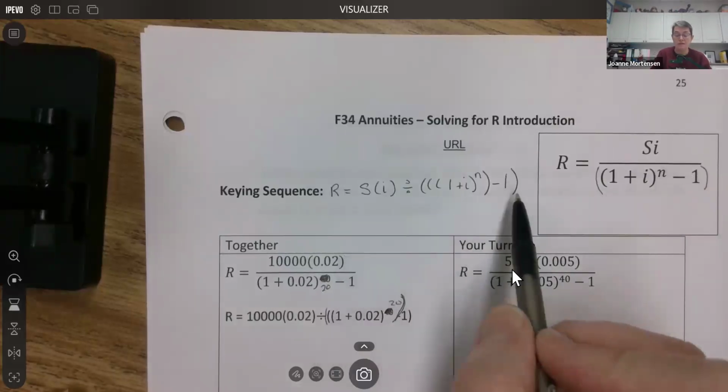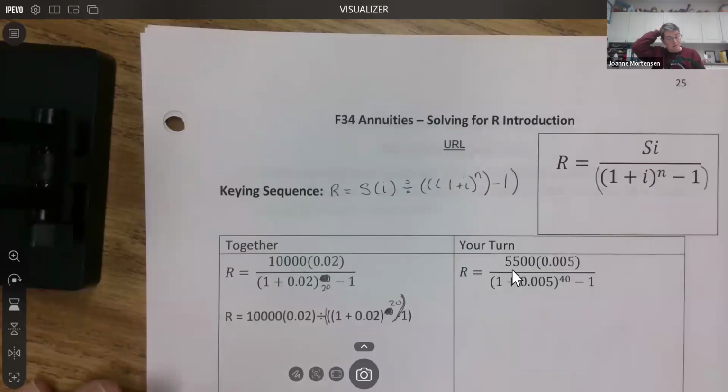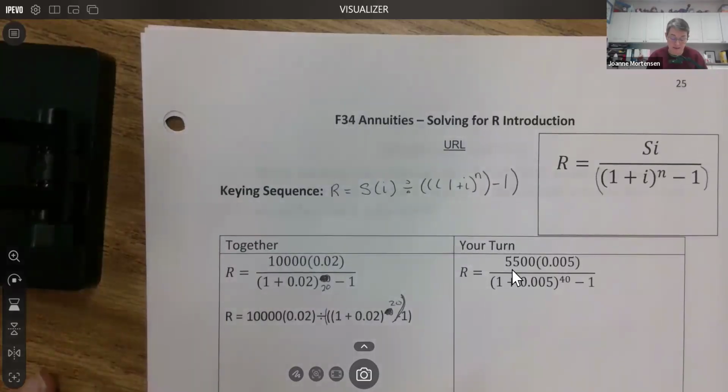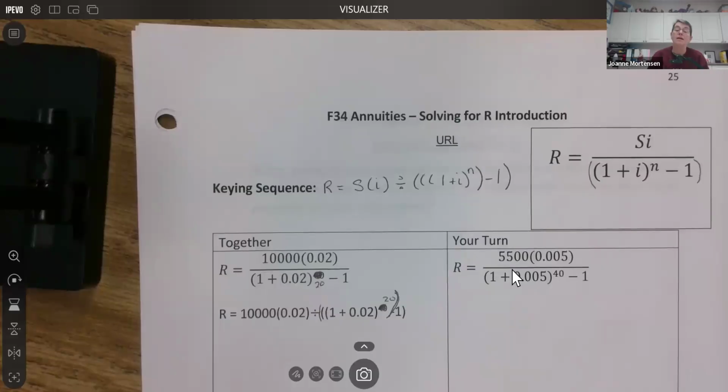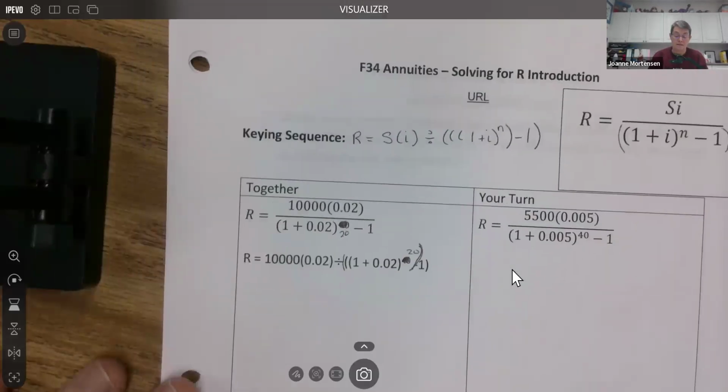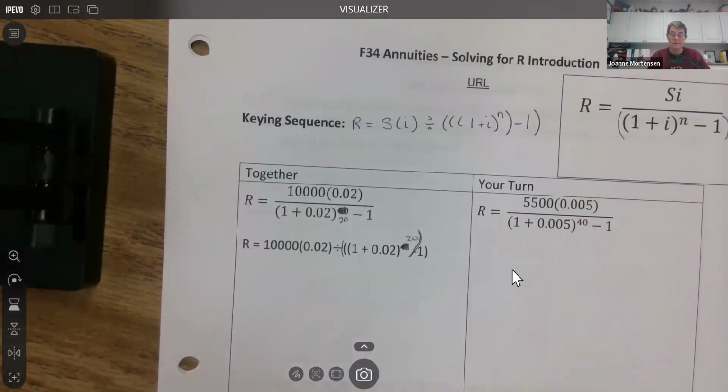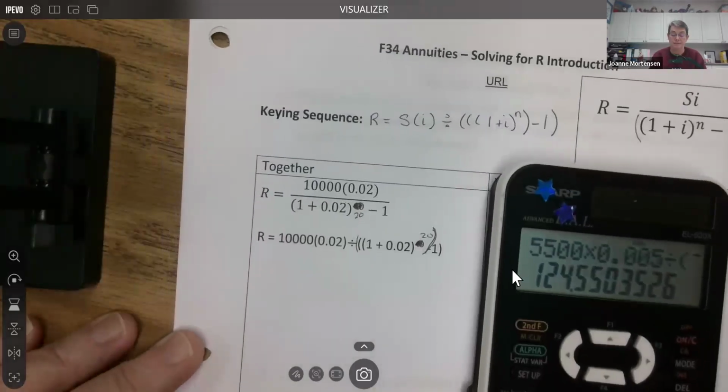I wrote in the keying sequence because me and the keying sequences don't get along. So I had to practice and make sure I got it right. Yours looks much prettier than mine does. Okay, because I fixed this up. I keep forgetting that second bracket in there, and then I get ridiculous answers. Okay, so let's see if we can make this one.